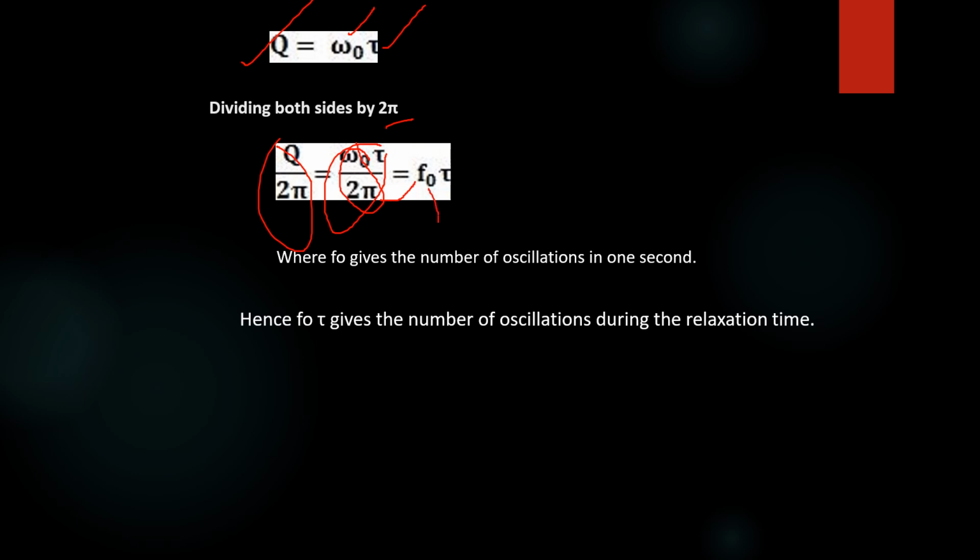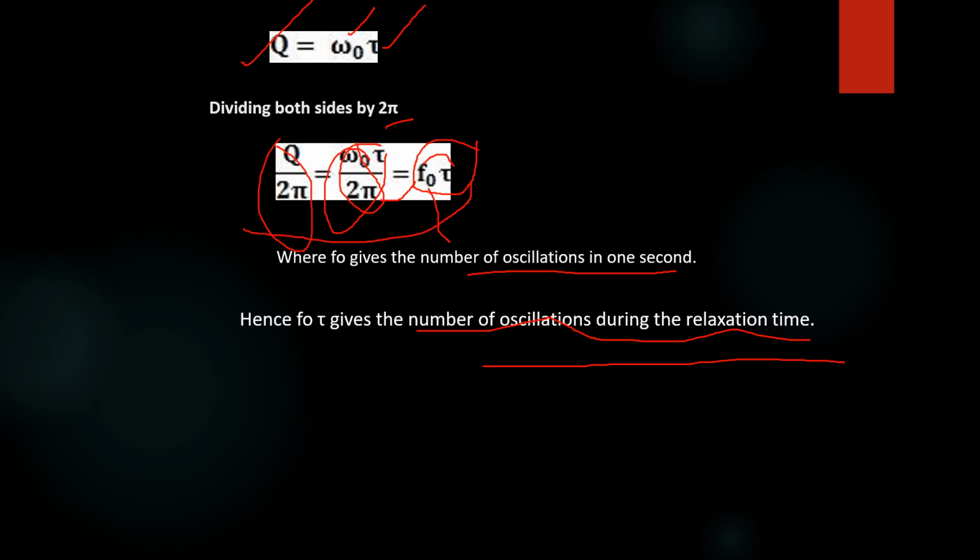Now what is this f0? f0 is the number of oscillations in 1 second. So what will happen if you multiply this f0 to tau? It will give the number of oscillations during the relaxation time. So you have to remember this expression f0 into tau. It gives the number of oscillations during the relaxation time, and this f0 tau is equal to Q by 2 pi. So in order to do a specific problem, you have to remember this equation, that is f0 into tau is equal to Q by 2 pi.